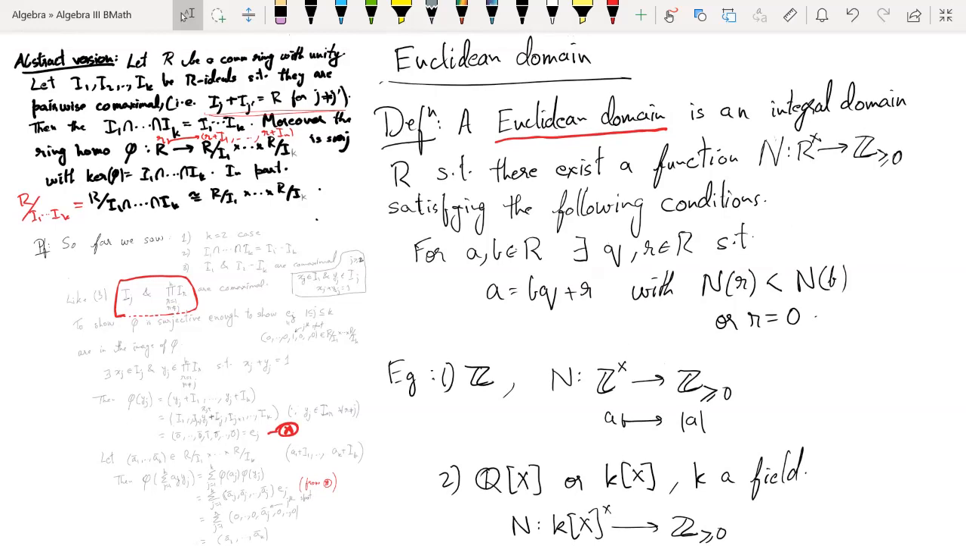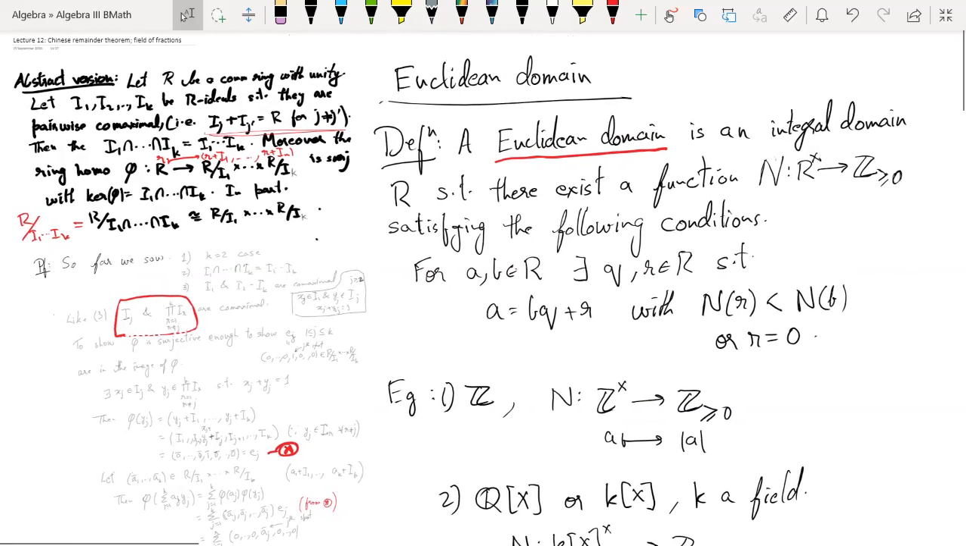Okay, so what is a Euclidean domain? A Euclidean domain is an integral domain R such that there exists a function n from R cross to Z satisfying the following condition.